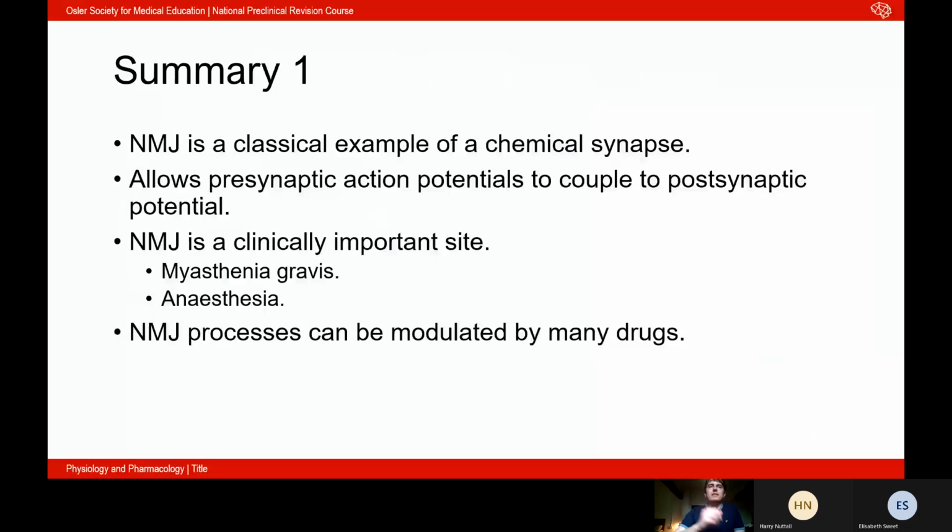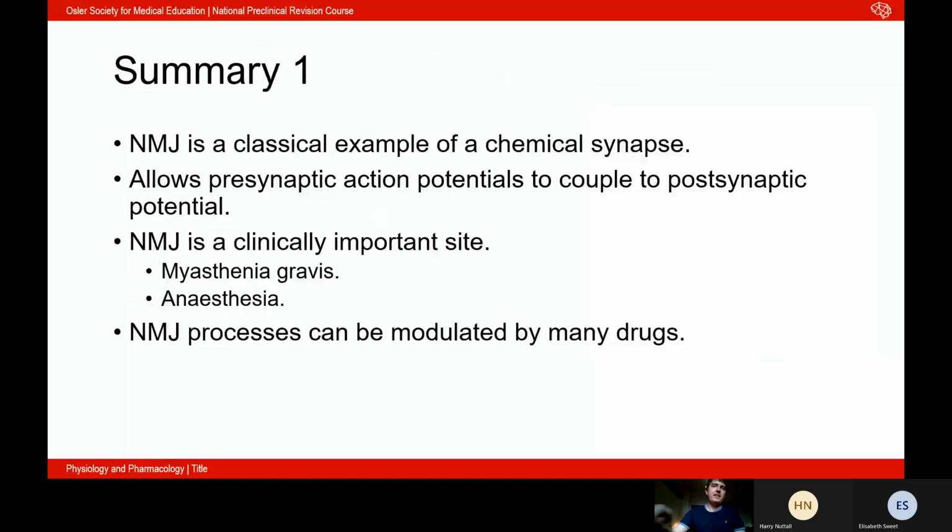So I've just whizzed through the neuromuscular junction, but I think a key point is it's a classic example of a chemical synapse. In the brain, we have loads of synapses, but things can be very complex. We get co-transmission, we get sideways transmission, we get all sorts of things. But the neuromuscular junction is a perfect place to study the synapse because it's very simple. We have one neurotransmitter and one key postsynaptic target.